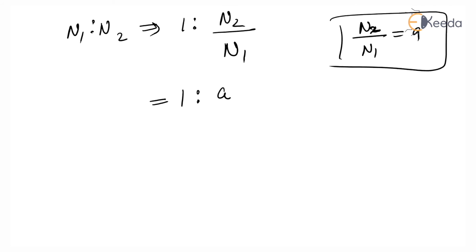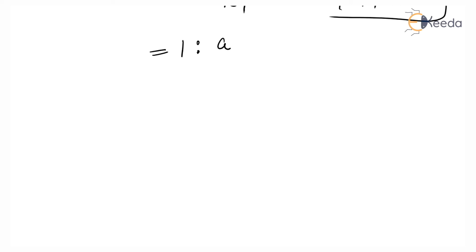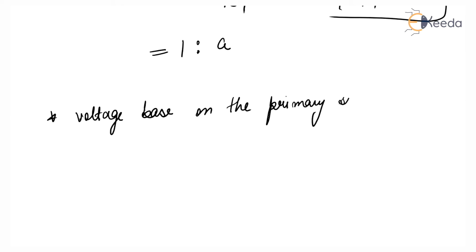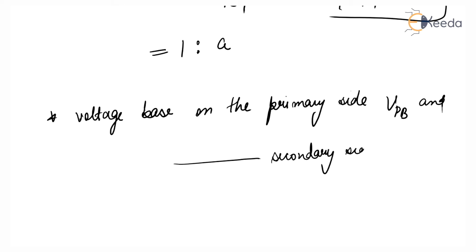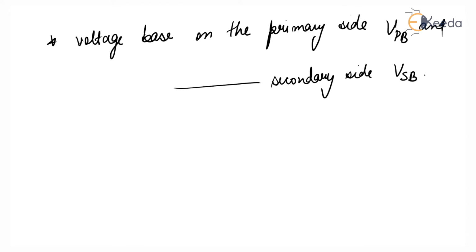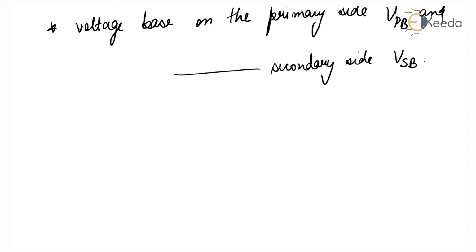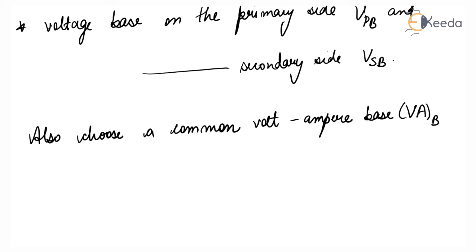Now let us choose voltage base on the primary side. Suppose the voltage base on the primary side is VPB, and on the secondary side it is VSB. Also choose a common volt-ampere base.